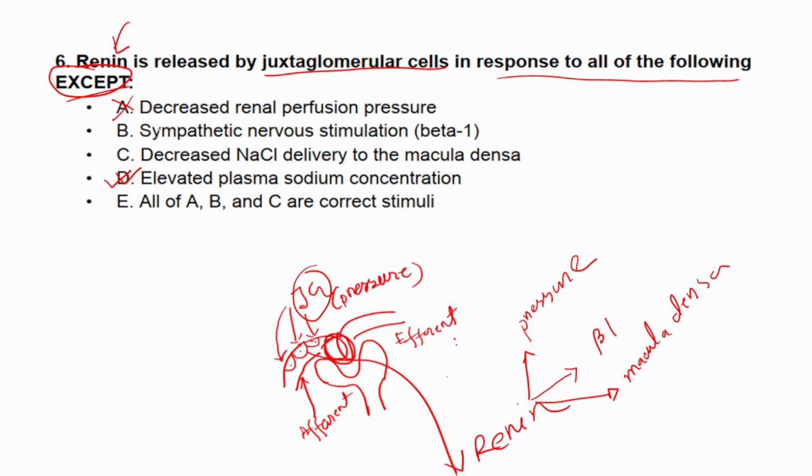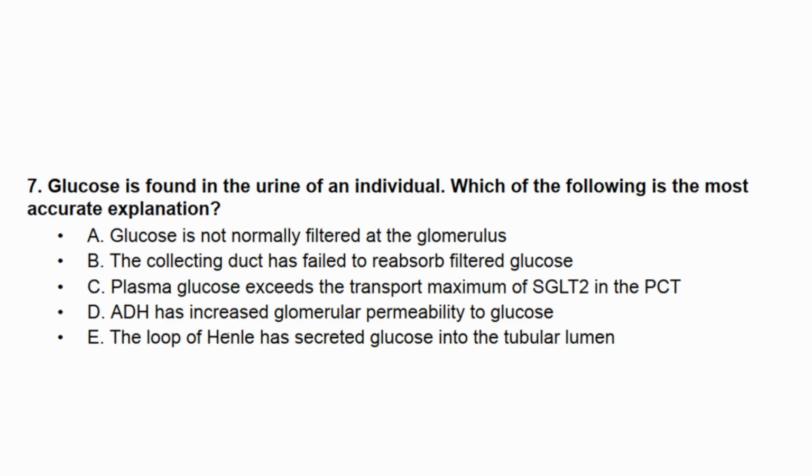Option B, sympathetic nervous stimulation via beta-1 adrenergic receptors, represents the neural pathway of renin activation during states of physiological stress, volume depletion, or orthostatic changes. Option C, decreased sodium chloride delivery to the macula densa cells, triggers a chemical signal that lowers intracellular calcium in juxtaglomerular cells, directly promoting renin release. Because options A, B, and C are classic, well-established stimuli for the activation of this system, they're incorrect choices for a negative selection prompt.